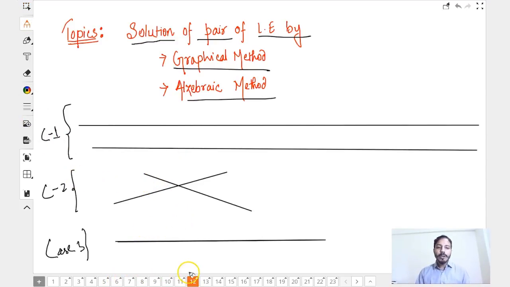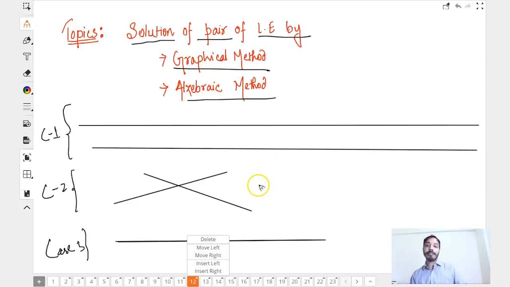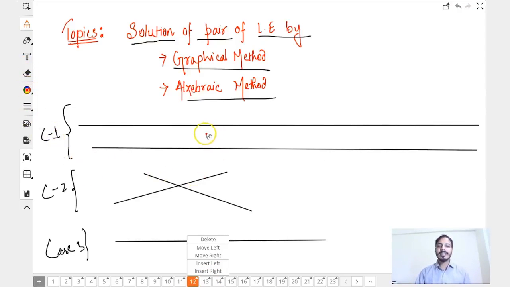Now how do you look at these two equations and figure out what type of lines they are? That is possible. You find the ratio a1 by a2, the ratio b1 by b2, and similarly c1 by c2. By comparing these ratios, you can say which case it is. For example, in case 3, a1 by a2 is equal to b1 by b2 is equal to c1 by c2, and so we say there are infinite solutions in this case.